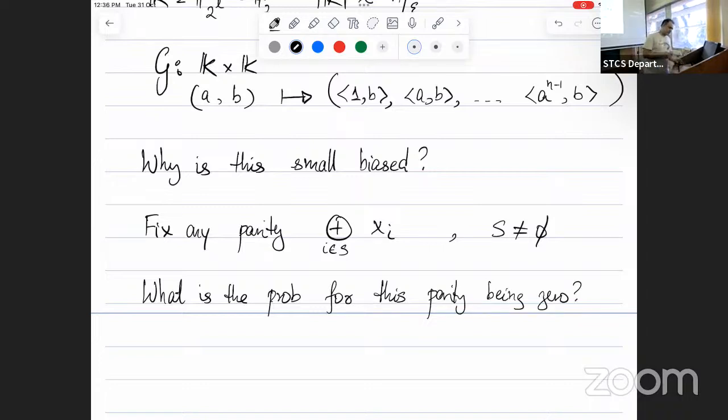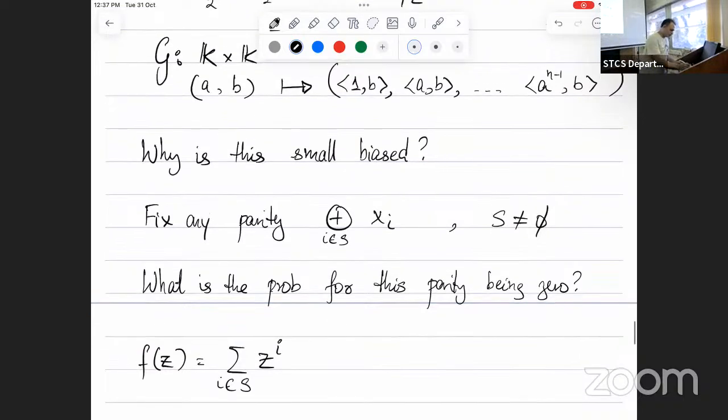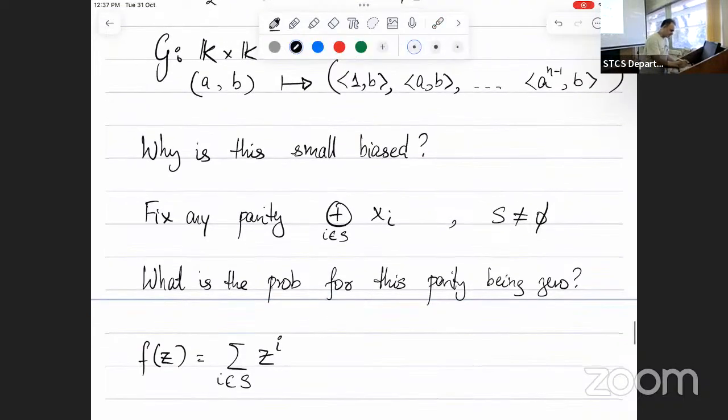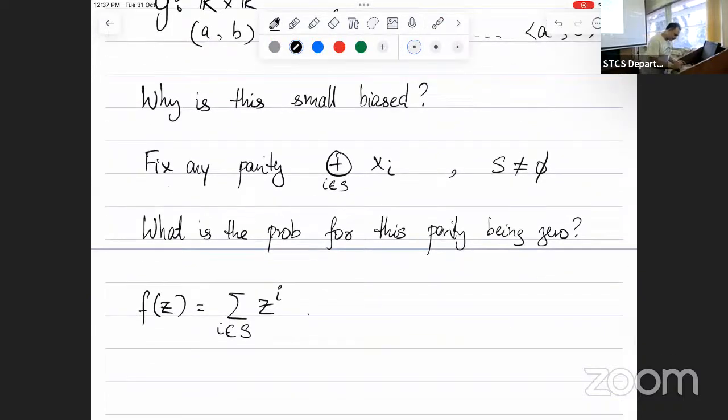Okay. So this is the standard use of the polynomial method. I'm going to define a polynomial f of z, which is the summation of z to the power i, where i belongs to this set S. That is, the parity is choosing a bunch of coordinates. So I'm just thinking of that as a formal polynomial, where those corresponding monomials have been chosen. And what do I want to know? When I ask for the certain parity, we are basically asking this probability.